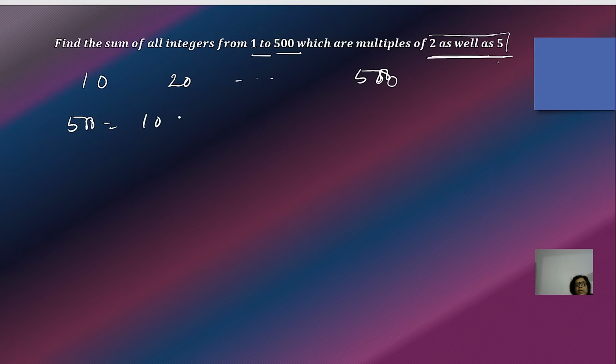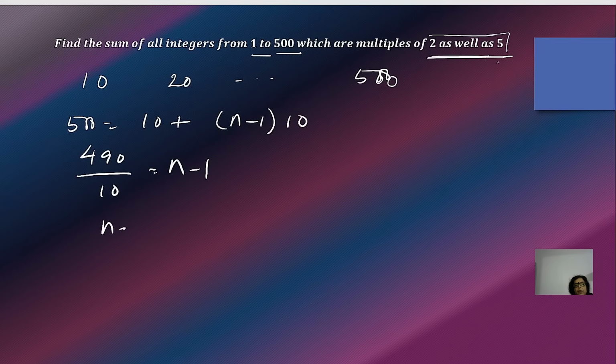500 is equal to 10 plus n minus 1 into 10. So this is 490 by 10 is equal to n minus 1. So n becomes equal to 50 after simplifying. This is 49 plus 1, that is 50.